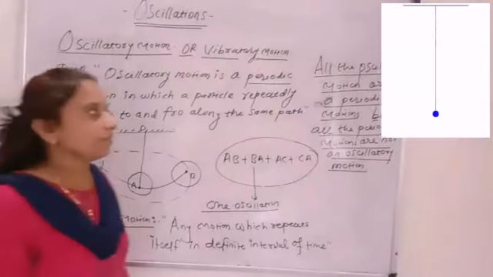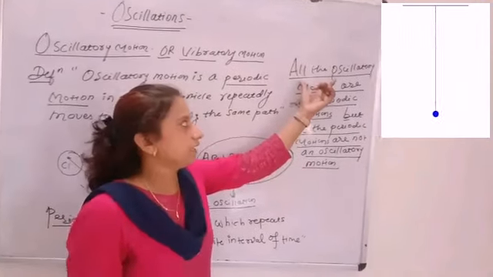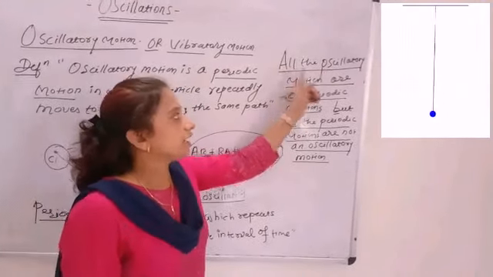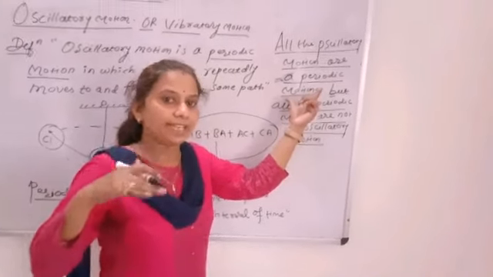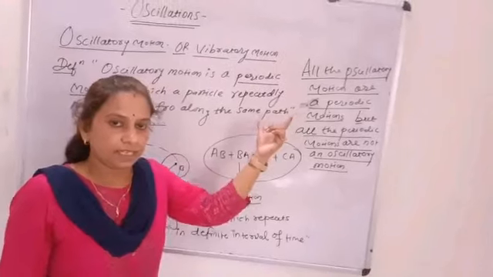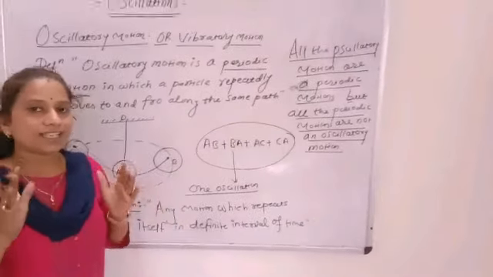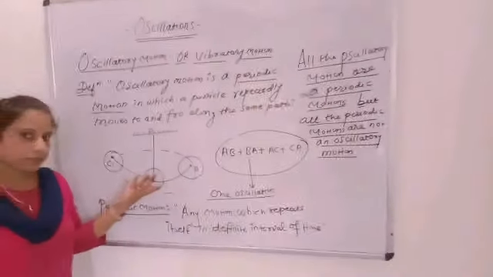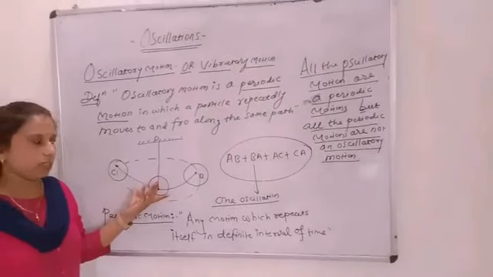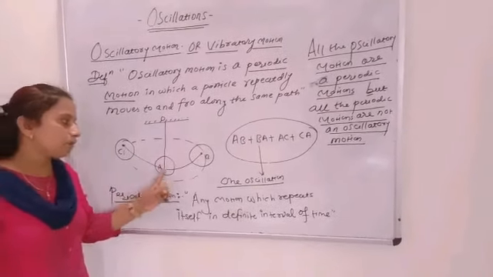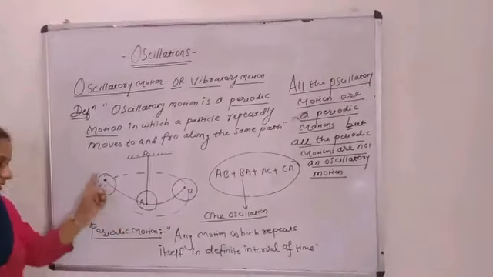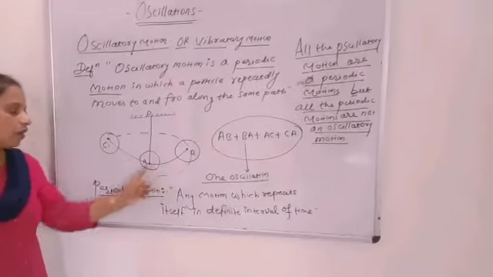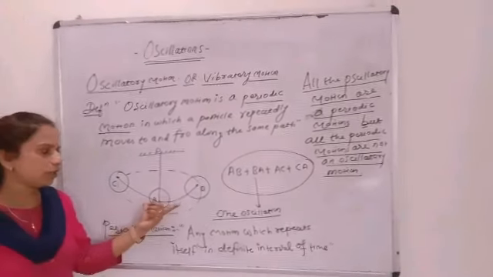Now you will ask why madam has written this here, that all types of oscillatory motions are periodic. Because the examples we have taken, like oscillations of a simple pendulum, this is a periodic motion because here this bob moves repeatedly again and again to and fro along the same path. This is a periodic motion.